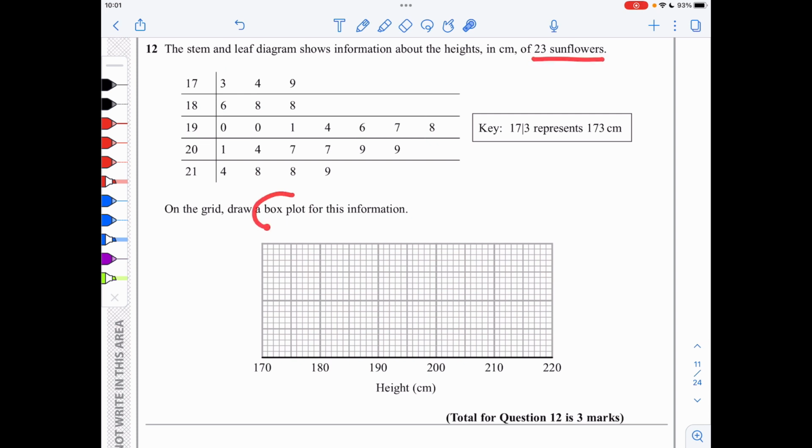In 12, we are given a stem and leaf diagram for the heights in centimeters of 23 sunflowers, and we need to draw a box plot. Now we know that in order to draw a box plot, we need the quartiles. So to find the lower quartile Q1, I will do 23 over 4. This gives an answer of 5.75, and since this is not an integer, I round up to find the 6th observation, which happens to be 188. So Q1 is 188.